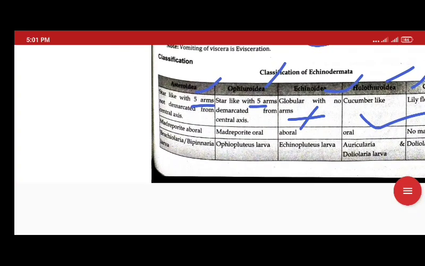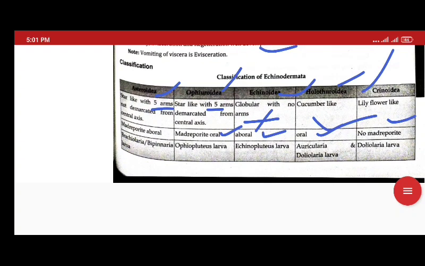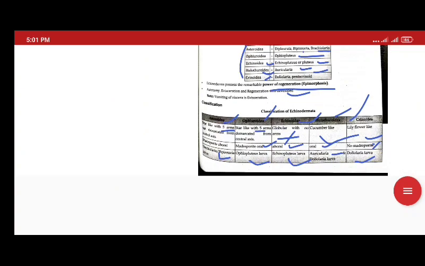Now madreporite, aboral or oral. Madreporite means for the purpose of water. Madreporite is aboral, on the anus side, or oral, on the mouth side, and there is no madreporite here. Now examples of larvae: Bipinnaria, Brachiolaria, Ophiopluteus, Echinopluteus, Auricularia, and Doliolaria.